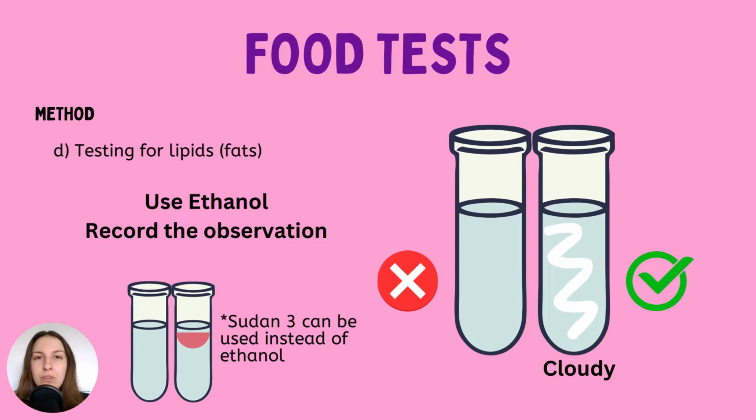You can also use another reagent called Sudan 3, and it depends on your exam board whether you will need to know this or not. But Sudan 3 is another way of testing for lipids. And essentially, if you place this chemical into a sample, you'll see a red precipitate layer form, and that just tells you that there is some form of lipid. So it's just a bit of extra knowledge for you.